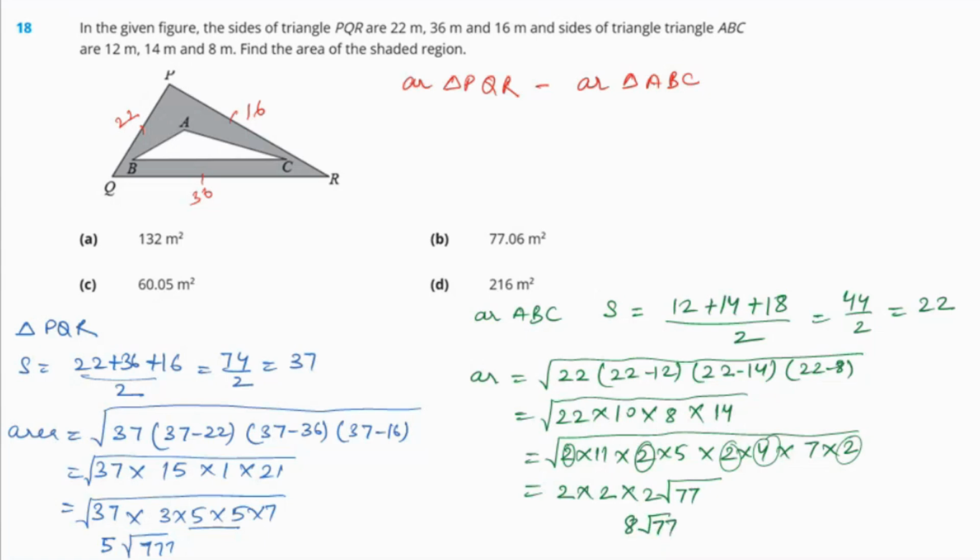Okay. Now when we need to subtract it, so we will subtract both of the things together. So we are going to get it as 5 root 777 minus 8 root 77 that we need to do. And when we are going to figure out the value of these roots, we will be getting 5 times 27.87 minus 8 times 8.77.